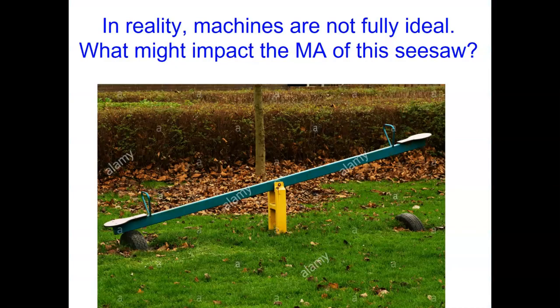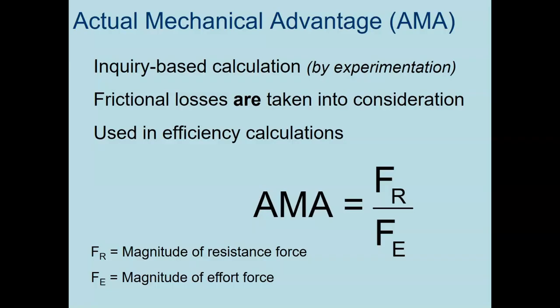Now again, think about real life: machines are not fully ideal. If you've ever been on an old janky seesaw, it's not going to run at peak capacity, right? There's rust, there's friction, you get lots of obnoxious sound from that. So it's not going to run at peak capacity like we would like to see. So that's where actual mechanical advantage comes into play, AMA. And this is purely by experimentation. You actually have to build the part, you have to measure the forces to give you what your actual mechanical advantage is going to be.